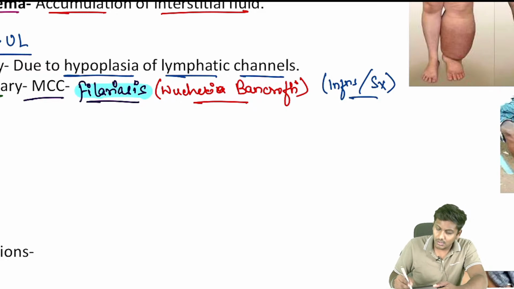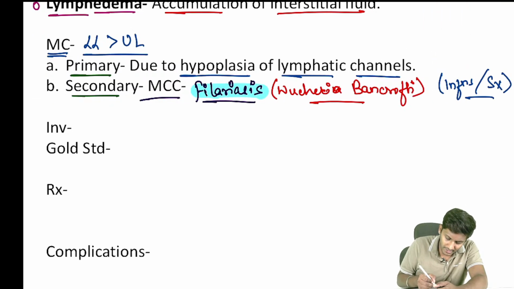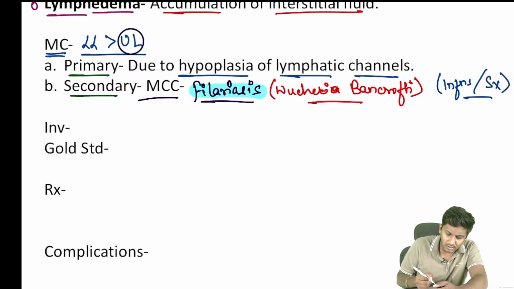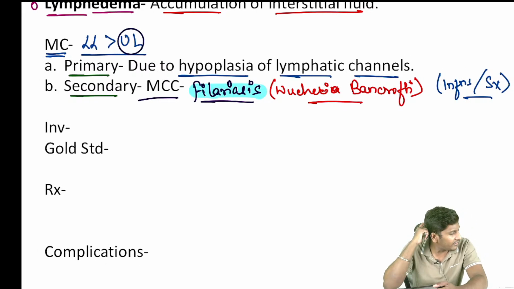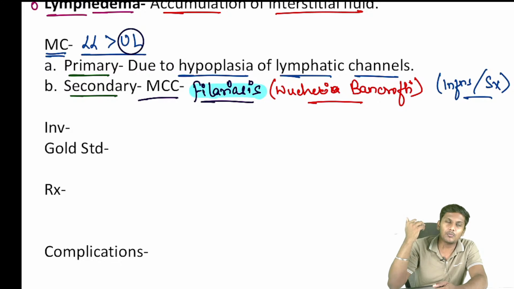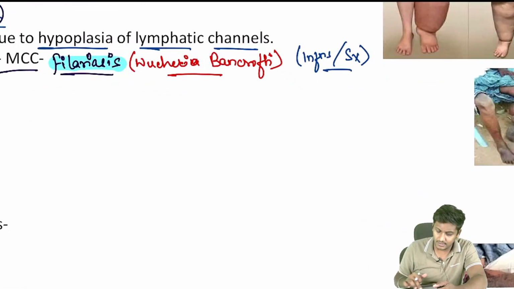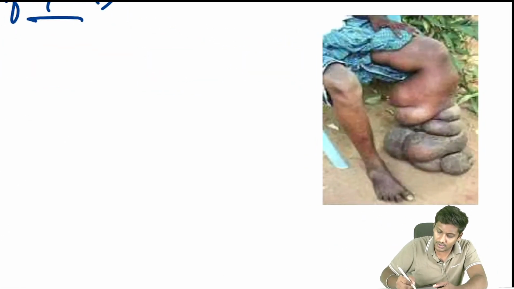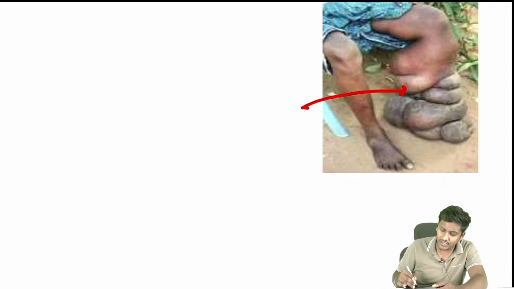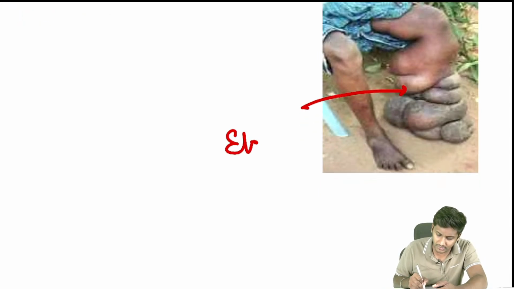You have to remember, in the upper limb, already I have told you, can anybody recall the most common cause of lymphedema in the upper limb, which surgery was it? In the lower limb, the most common cause is definitely filariasis, which if it further progresses, can cause this kind of deformity in the leg, and this is called elephantiasis.